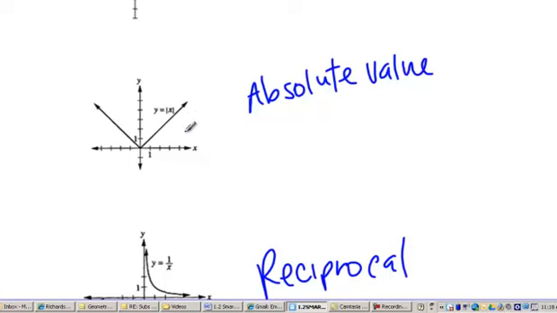It's identical to the y equals x, the linear parent function. And if you're looking at the negative values, it is identical to the function y equals negative x. Let me see if I can write this tiny. That's an x. And then this one is the y equals x. Okay?